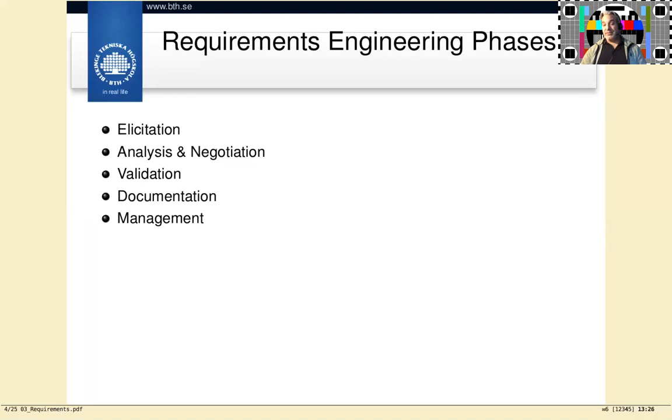Obviously, this is not a step-by-step order in which you do things. You do a little bit of all of them all the time. So as you do elicitation, you do a bit of analysis, you might do a bit of negotiation there as well. You do documentation more or less together with elicitation, and management and negotiation also go hand in hand, and validation as well. So it's not something that you can do in a waterfall way, that you do first one, then the other. You do all of them together more or less all the time.